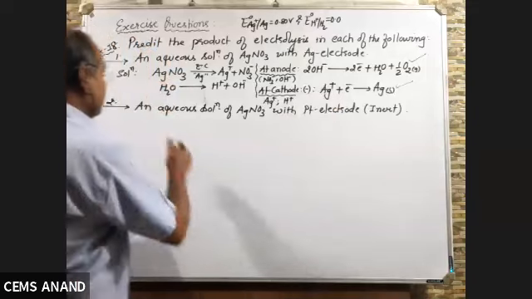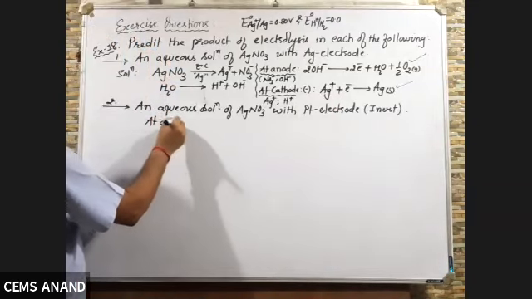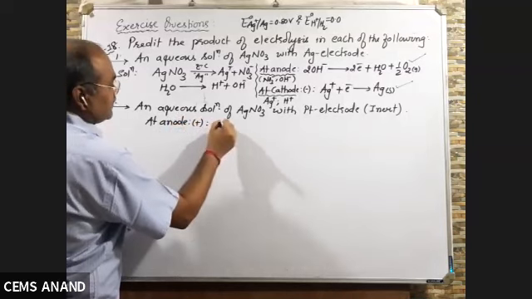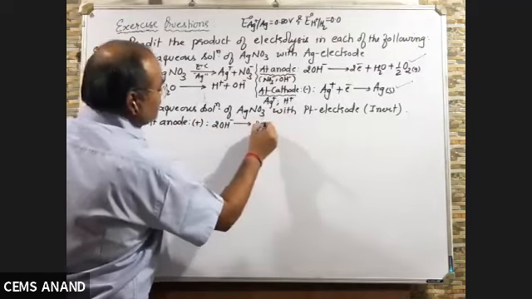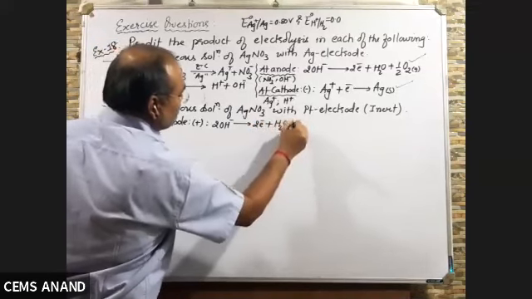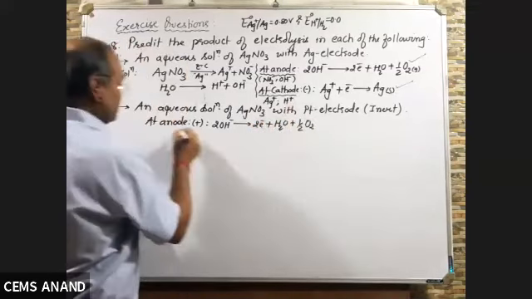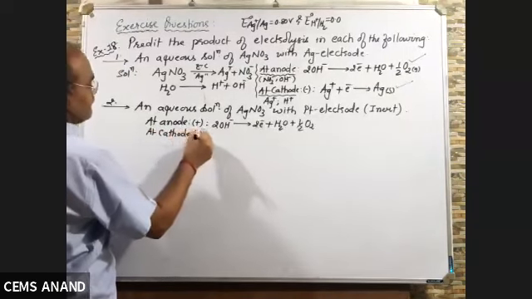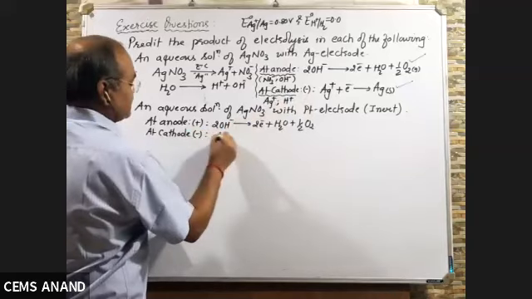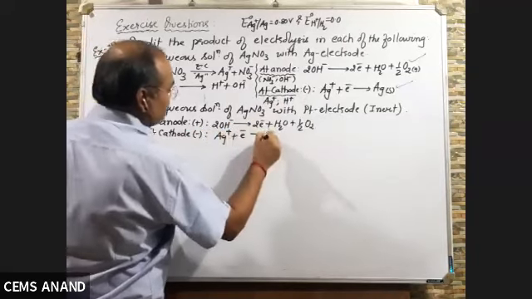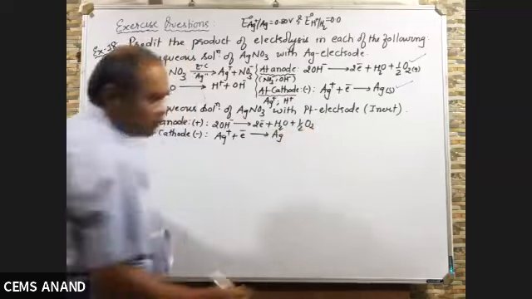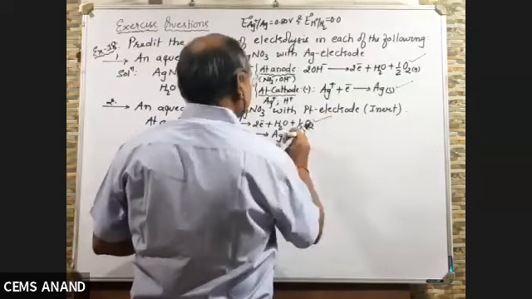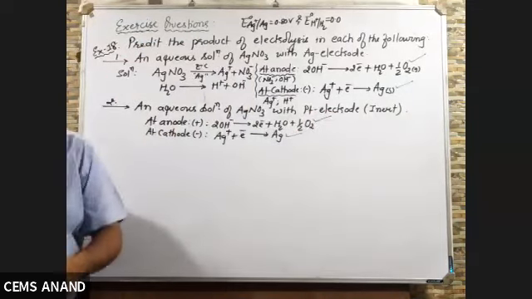At anode, positive, 2OH minus gives 2 electron, plus water, plus half O2 gas, right? And at cathode, again same, Ag plus plus electron gives Ag. So this will be your product. Clear?